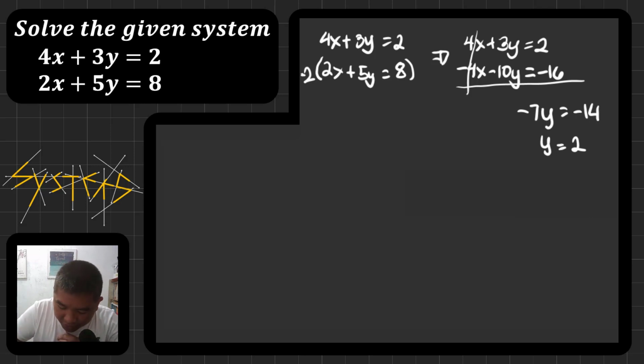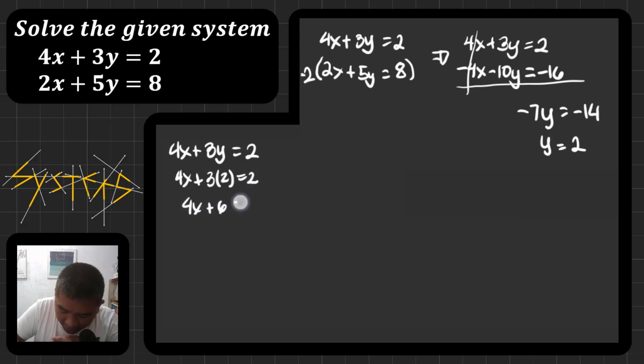Our first equation is given as 4x plus 3y is equal to 2. Let's substitute y as 2. So you have 4x plus 3 times 2 equals 2. 4x plus 6 equals 2. And then, of course, you apply the necessary processes. We'll have negative 4 because you subtract both sides by 6. And then x is negative 1. Okay? That's the value of x.